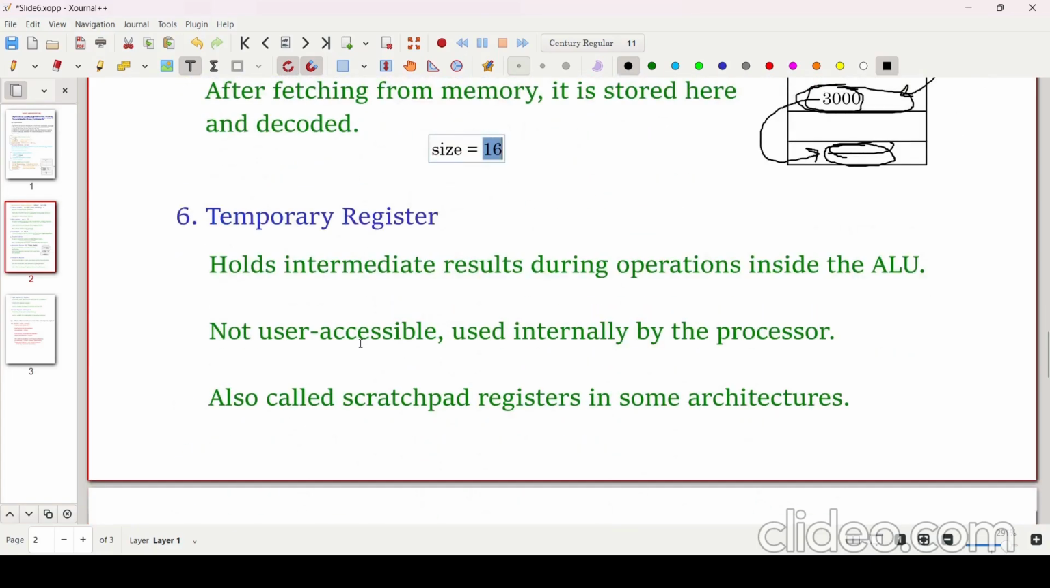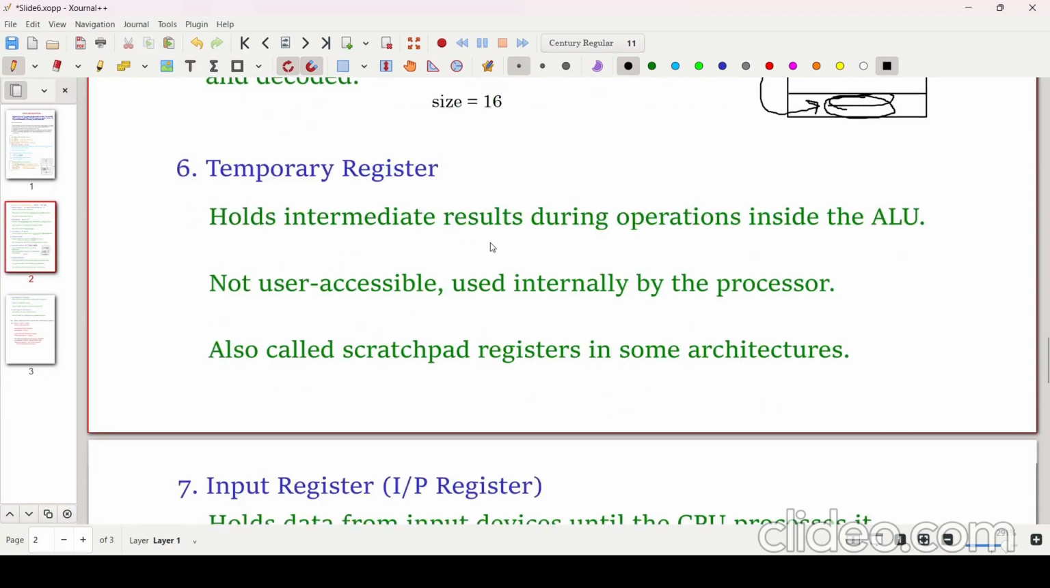Now let us discuss what is temporary register, right? So it holds the intermediate results during the operation occurring inside the ALU or the arithmetic logical unit, right? And it is an important point that it is not user accessible. User cannot access the temporary register because it is internal to the CPU or the processor. And it is also called the scratchpad register in some of the architectures, right?